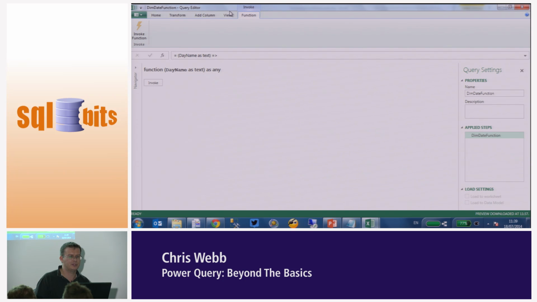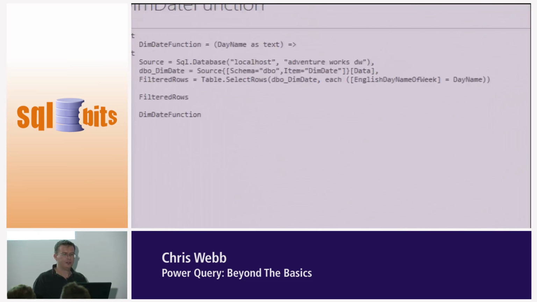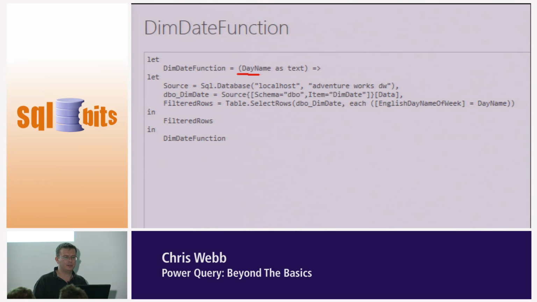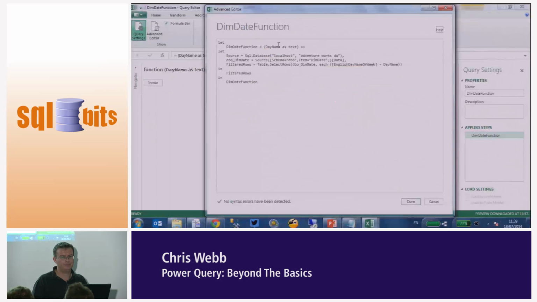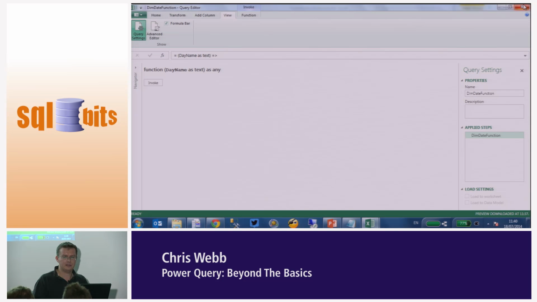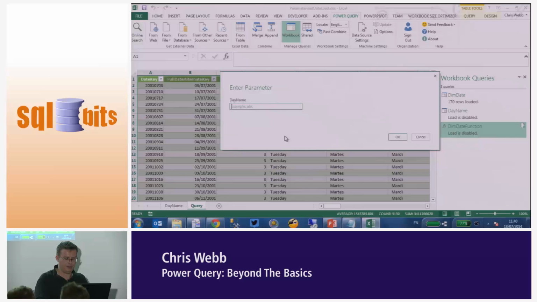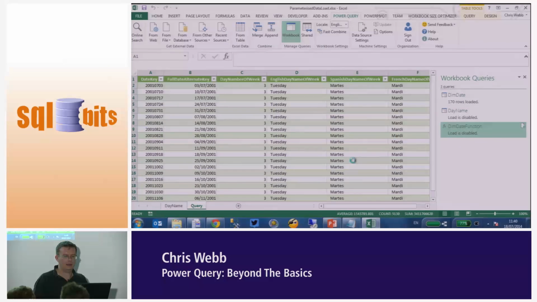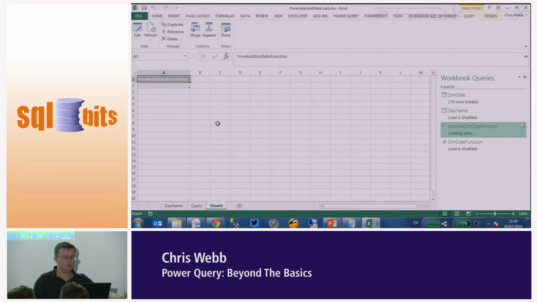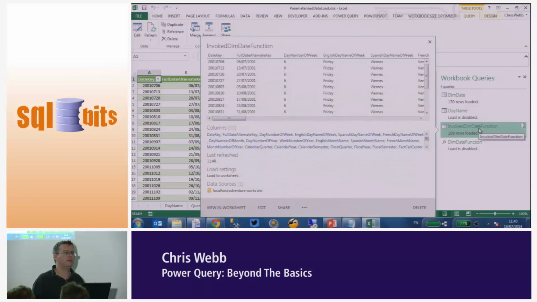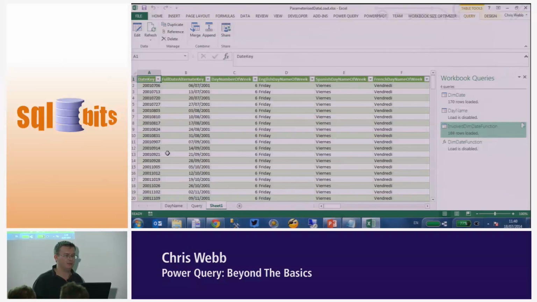Again, very straightforward. I've got a function that returns a table. The function takes a single text parameter, which is going to be the day name, and it does exactly the same thing. It says, give me all of the data from dim date, only the rows where English day name of week is day name. So let's close this, invoke the function, and I can say maybe Friday here, click OK, and it's going to go away to SQL Server, and it's going to give me a new query which invokes that function and gives me all of the rows in the table which are Fridays.